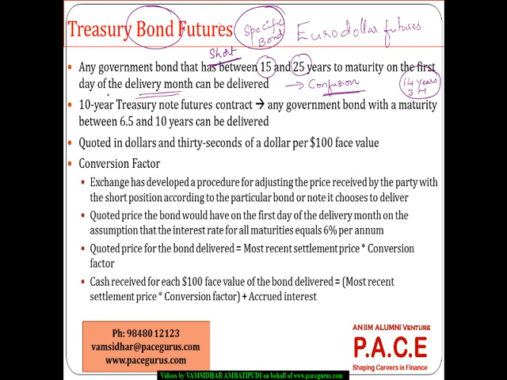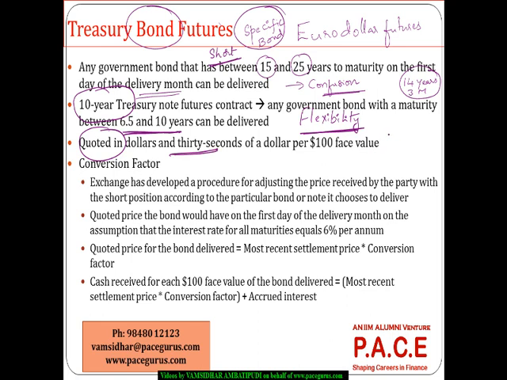The same thing goes if I am talking about treasury note futures, let's say 10-year treasury note futures. In that case, any government bond between 6.5 to 10 years of maturity can be delivered. So there is a kind of flexibility to the short position in choosing what kind of bond needs to be delivered. And many a times the treasury bond futures are quoted in dollars and 32nds.